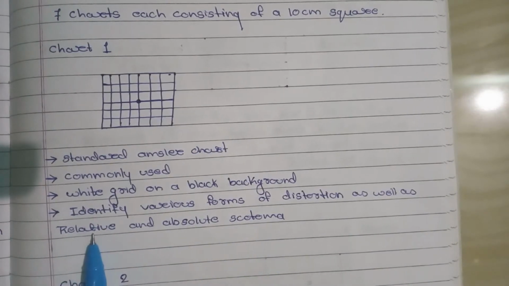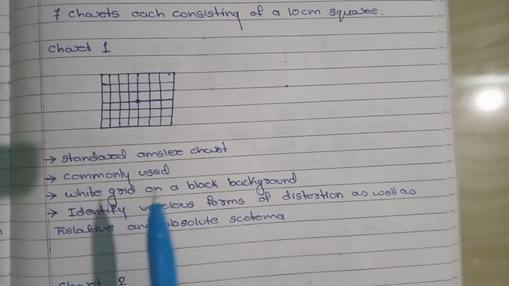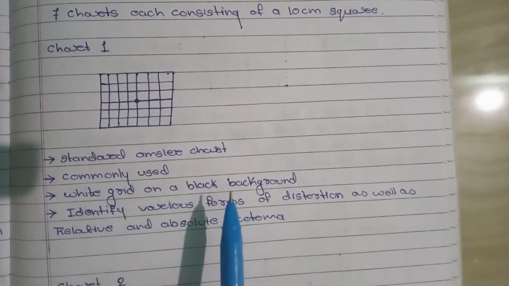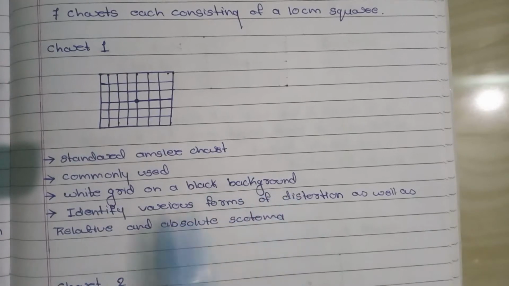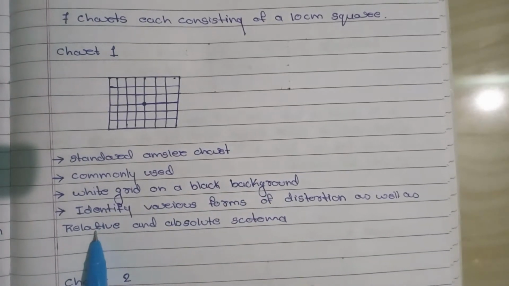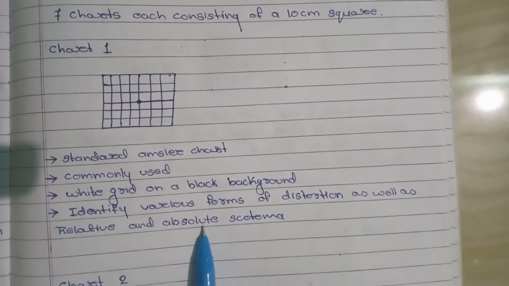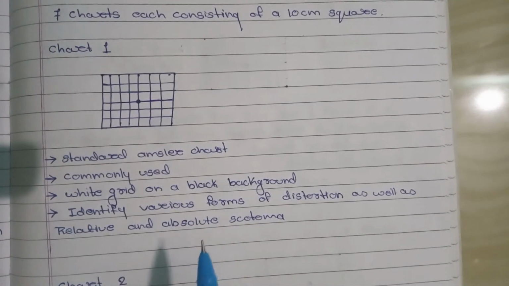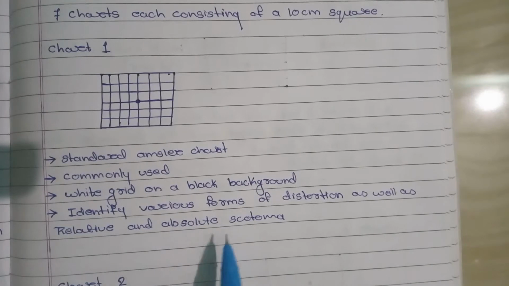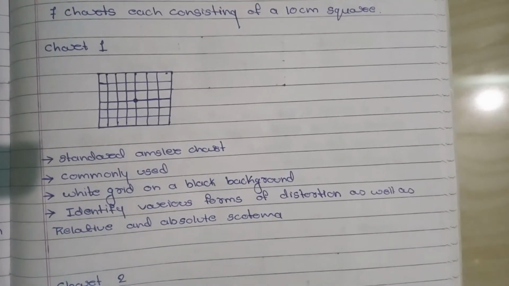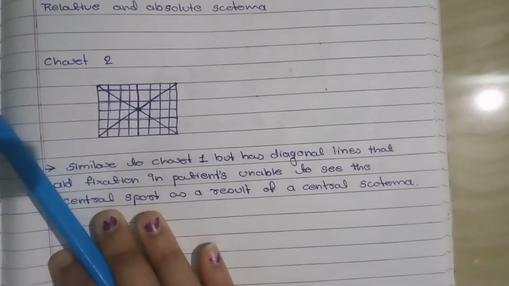What is relative scotoma? Relative scotoma is the area in the visual field which is seen as blur or not seen clearly. Now what is absolute scotoma? Absolute scotoma is the area in the visual field which is not at all seen or is reported as a black area. Now we are going to see chart 2.